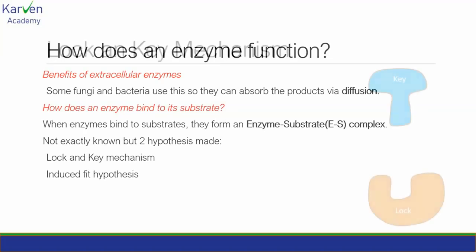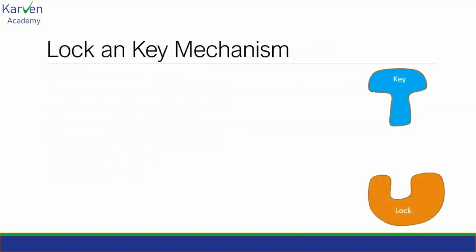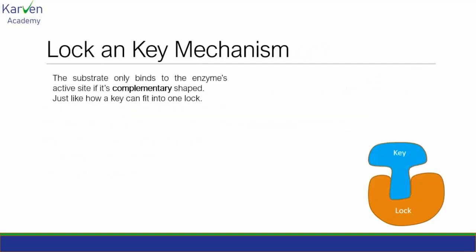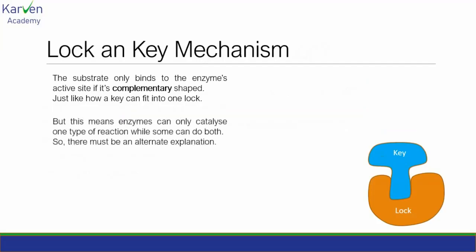In the lock and key mechanism, the substrate will only bind to the enzyme's active site if it has a complementary shape, just like how a key fits into a lock. But this means that enzymes can only catalyze one type of reaction, while some can do both. So there's an alternate explanation. This is where the induced fit hypothesis comes in.